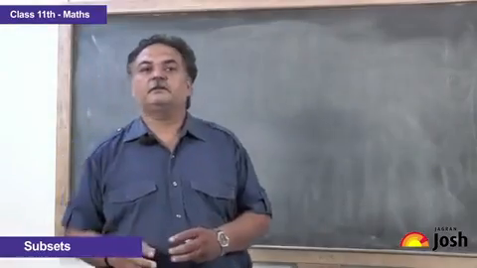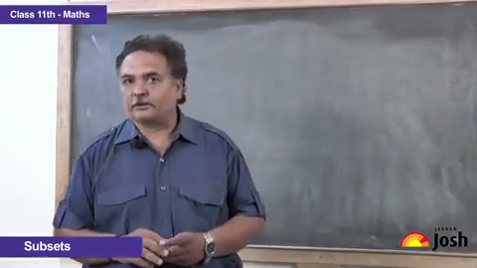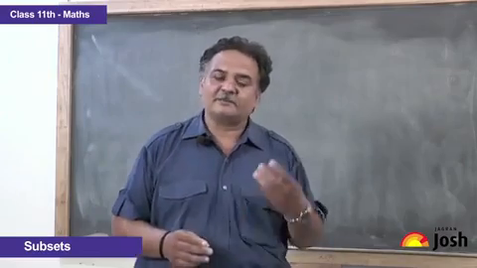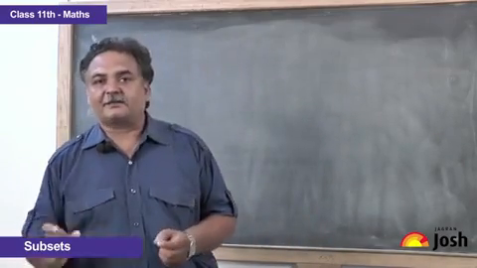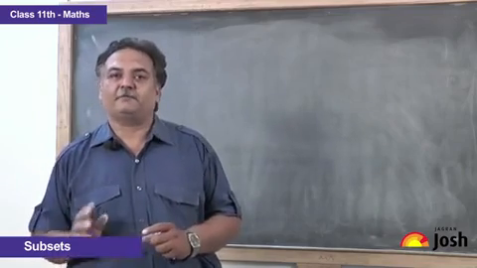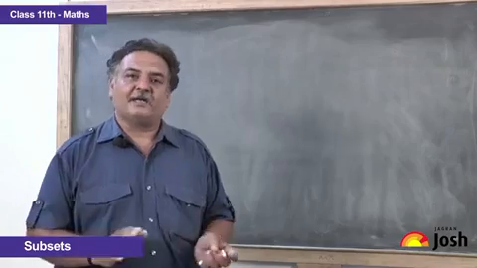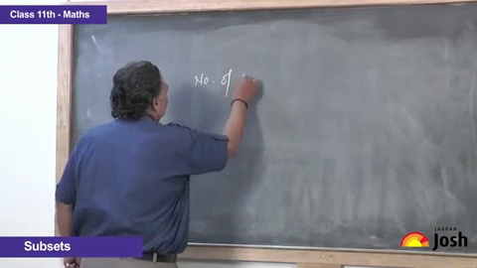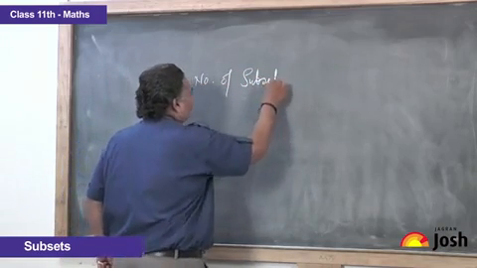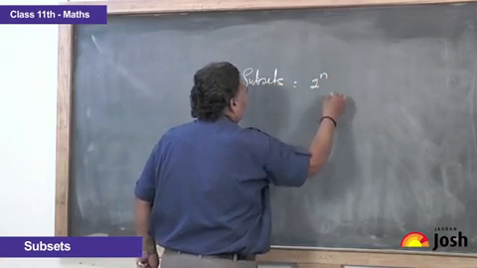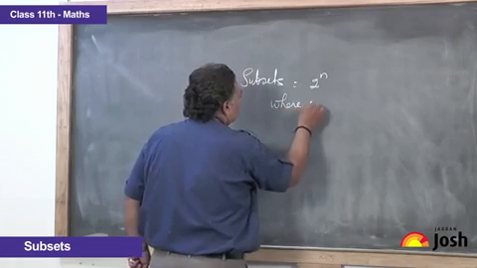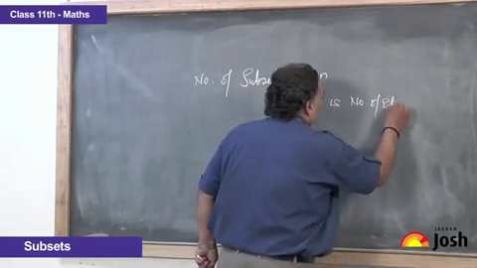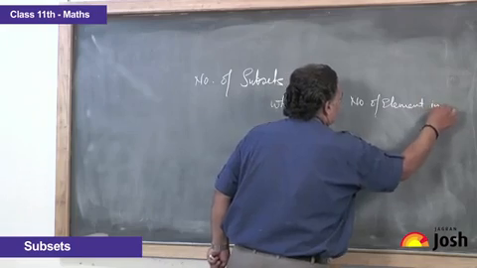We have to study the topic subsets over here. What is a subset, and what is the number of subsets a set can have? Subsets are the sets which can be formed from a particular set, and the number of subsets a set has will be 2 to the power n, where n is the number of elements in a set.